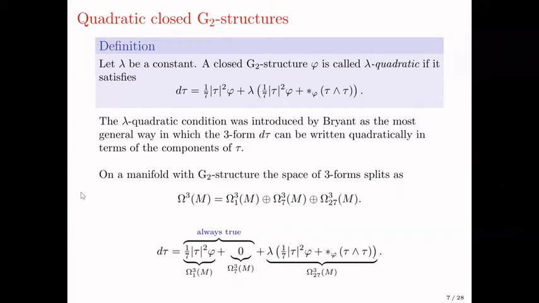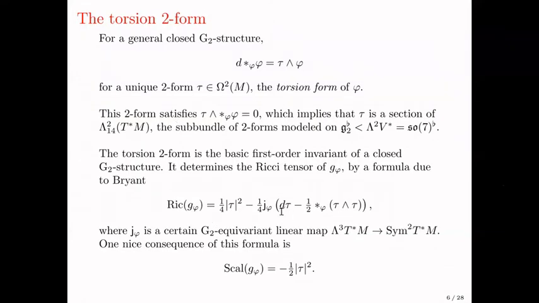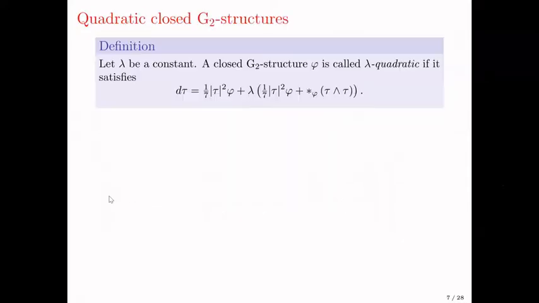Okay, now it's very nice just to write down this arbitrary equation and say it's the most general way in which d tau can be written quadratically. But you'd hope that there are some interesting special cases depending on the constant. That's true. There are several special values of lambda that are of particular interest. For lambda equals 1/2, this half quadratic condition is exactly equivalent to the Einstein condition for the metric g phi. Remember, we had this formula for the Ricci tensor. If you substitute the quadratic equation, which prescribes d tau, into this, you'll find that the metric is Einstein, so the only thing that appears would be the scalar curvature.